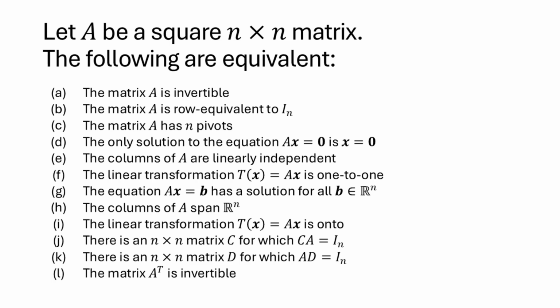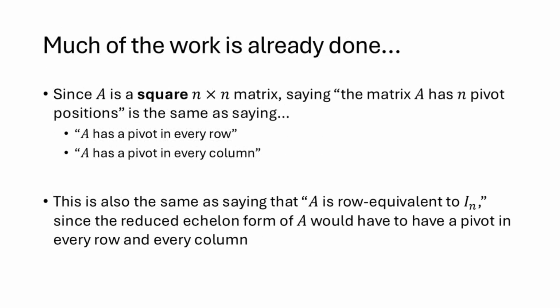So the first part of this video will talk about the proof of this theorem to understand why it's true, and then we'll shift focus to talk about how we can apply the theorem to understand whether a given matrix is invertible. A lot of the work to prove this theorem is already done. Because A is a square matrix, saying that the matrix has n pivot positions is the same as saying that it has a pivot in every row, and the same as saying that it has a pivot in every column. And that's also the same as saying that the reduced echelon form of this matrix is In.